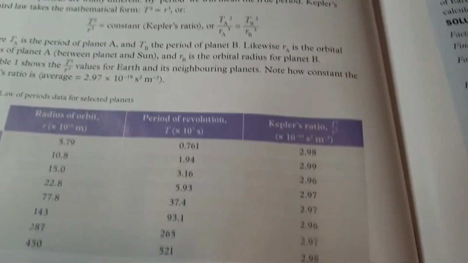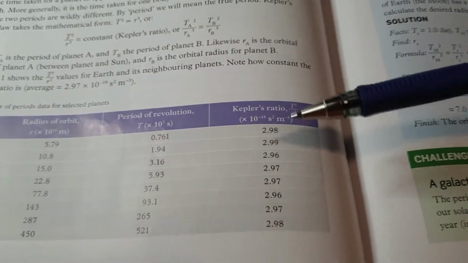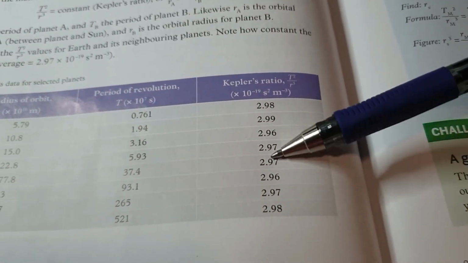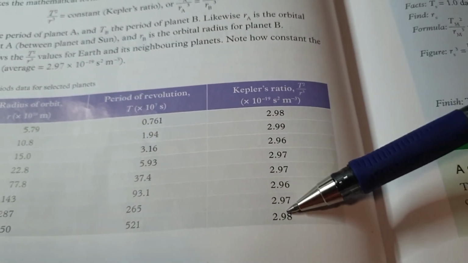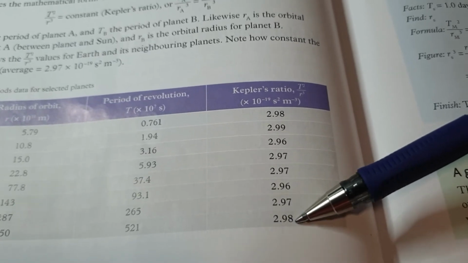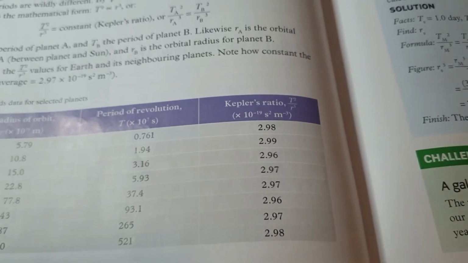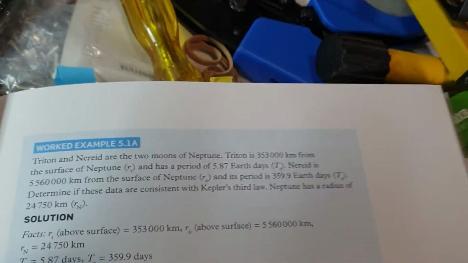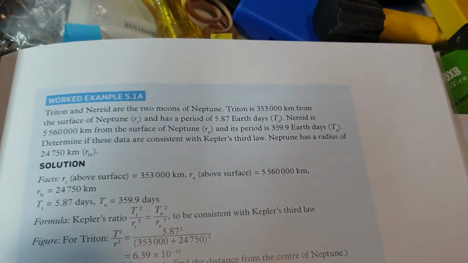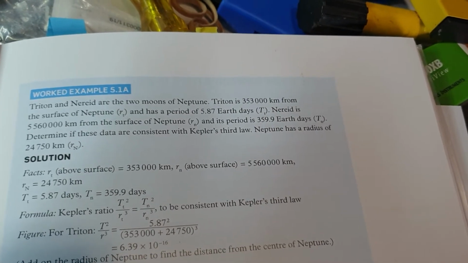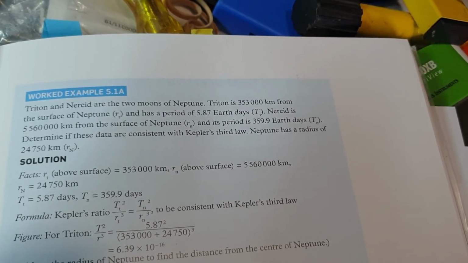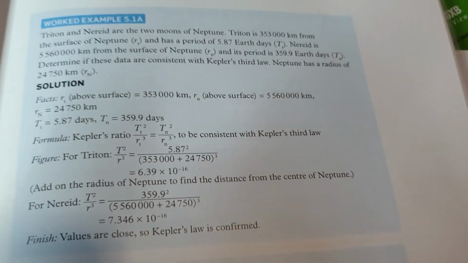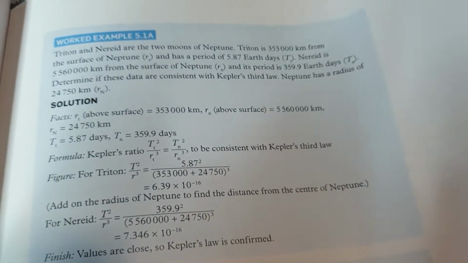They've got a table down the bottom here where it shows you it's pretty close in real life. Real life's not always perfect, but it's pretty close. Kepler's ratio, it's called, a constant. So just like I just said, here we go. We've got 2 moons of Neptune, and it gives you 3 pieces of information, and you have to find the 4th one using that ratio. So that's easy enough.